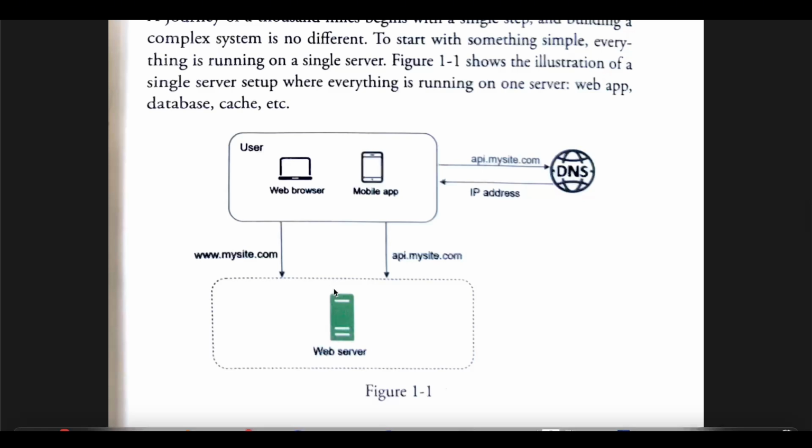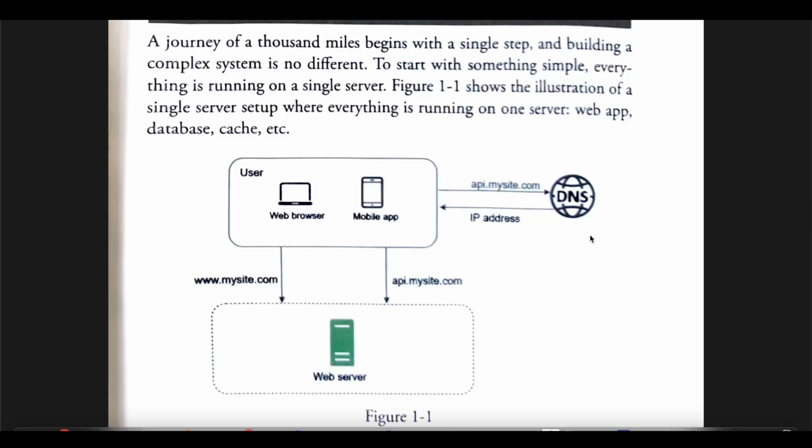With that IP, the client sends the HTTP request directly to the web server, and the web server responds by processing that request and returning an HTML page or a JSON response, which the client can then render using the browser. So those are the 4 steps: the domain name, IP lookup, HTTP request, and the server response. That is the basic life cycle of a web request in a single server setup.